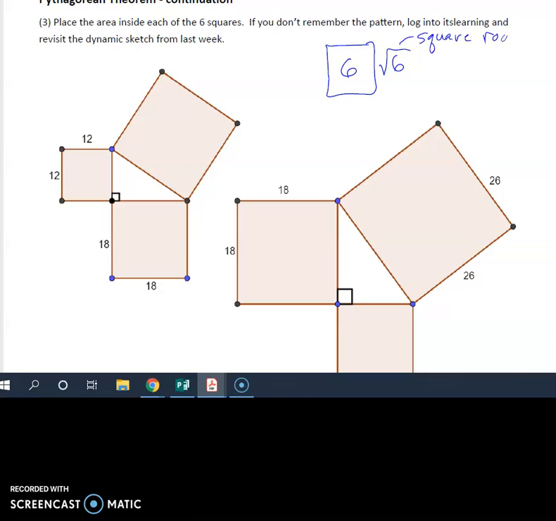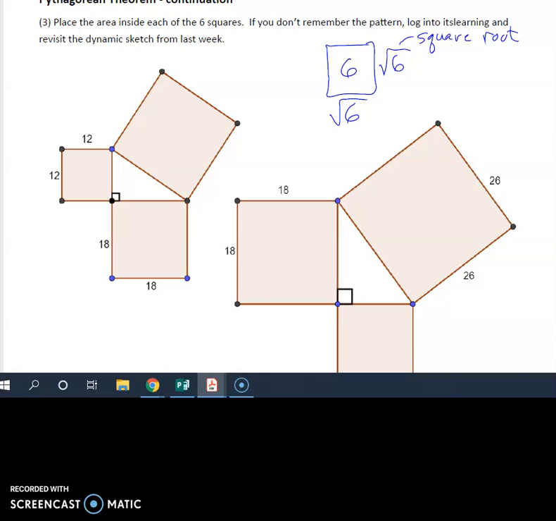Pythagoras, who actually created the idea of a square root in terms of the number system, chose a square as the shape to put off the side of the triangle because he understood that every square has a unique area. In other words, there's only one square with an area of 4, that's a 2 by 2 square. There's only one square with an area of 9, that's a 3 by 3 square. There's only one square with an area of 6, and that's a square root of 6 by square root of 6 square.